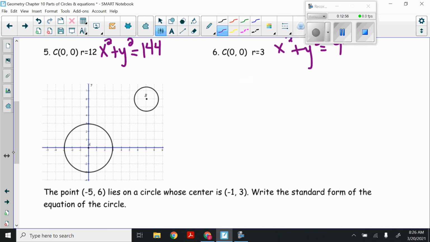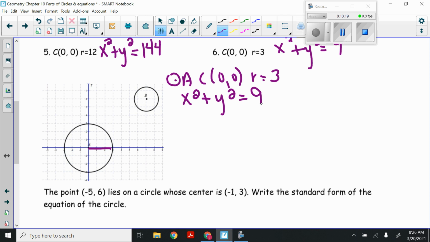Now let's look at this picture. I have circle A, circle B. We're going to write the equation from the picture. So we'll do circle A first. Let's identify what our center is. We see it's at the origin, so that's 0, 0. Our radius, so count how many spaces out. 3. So circle A's equation, x squared plus y squared equals 9. So number 6 up here, that is the picture. Circle A is the picture of number 6.